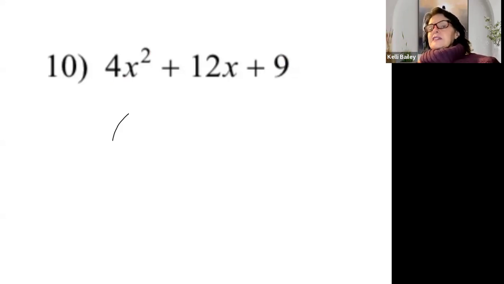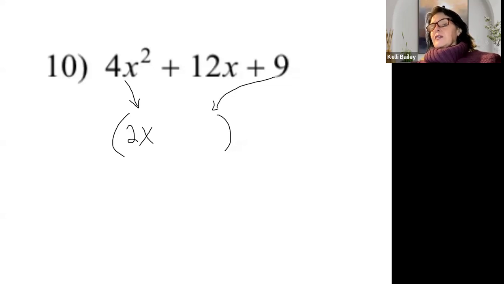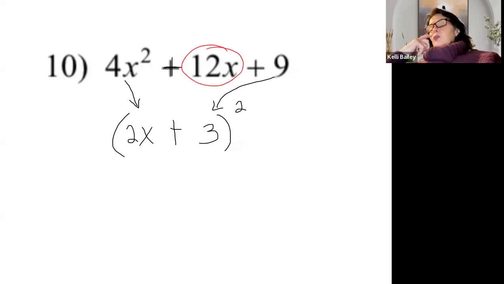So if this is a perfect square trinomial, then the square root of that first one can go right there, would be 2x. And then the square root of the last one, or the constant, can go right there, and that would be 3. And then whatever that sign is would go right there. And then that would be squared. Well, how can I check to see if it really is? What I have to do is look at the middle term. The middle term is 12x. So I have to see, is the product of these two times 2 equal to that middle term?